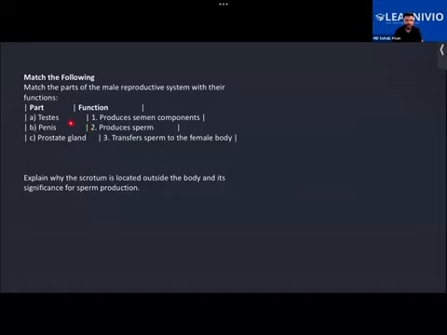We have to match column A with column B. So testis is mentioned here. What is its function?